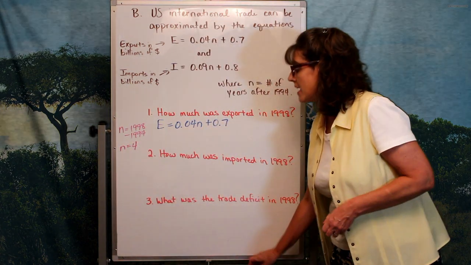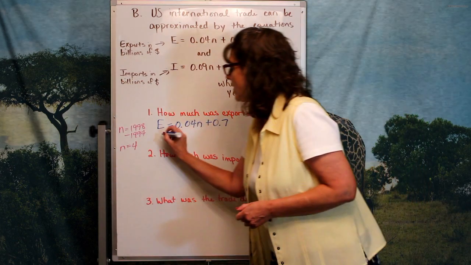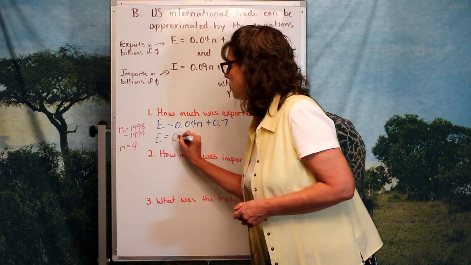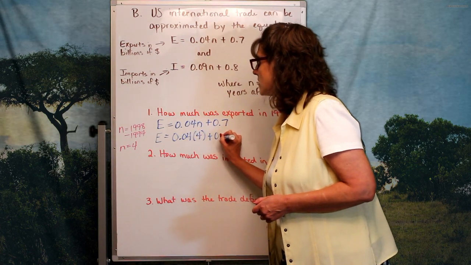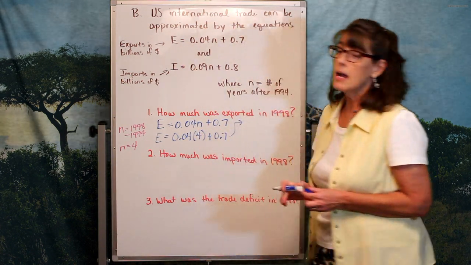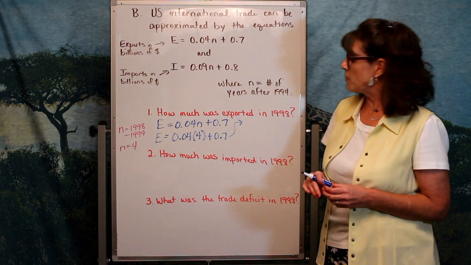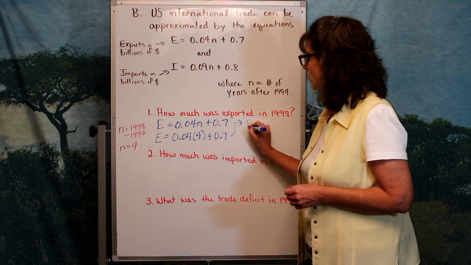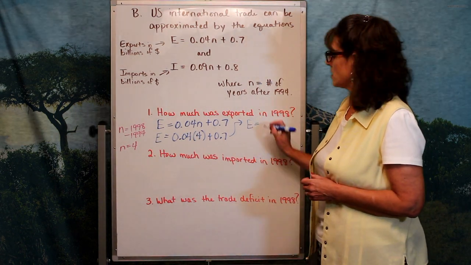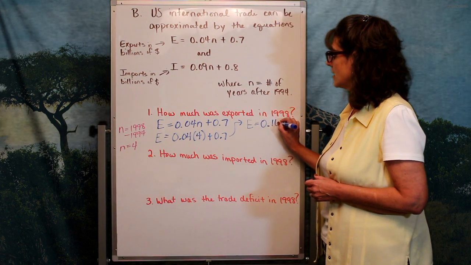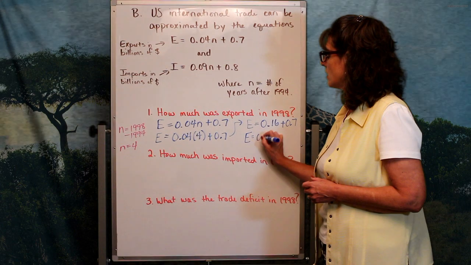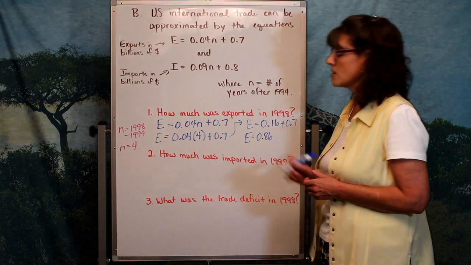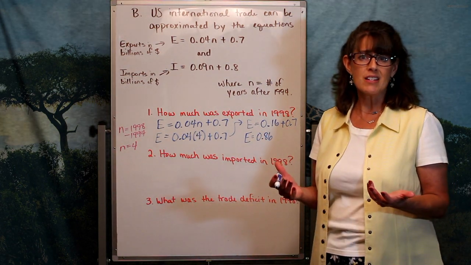So that means I'm going to take this N and plug a 4 in there. So I have 0.04 times 4 plus 0.7, and I'm going to follow order of operations. Order of operations says do the multiplication first. So 0.04 times 4 is going to be 0.16, plus 0.7, and 0.16 plus 0.7 is going to be 0.86. Now that's 0.86 what?